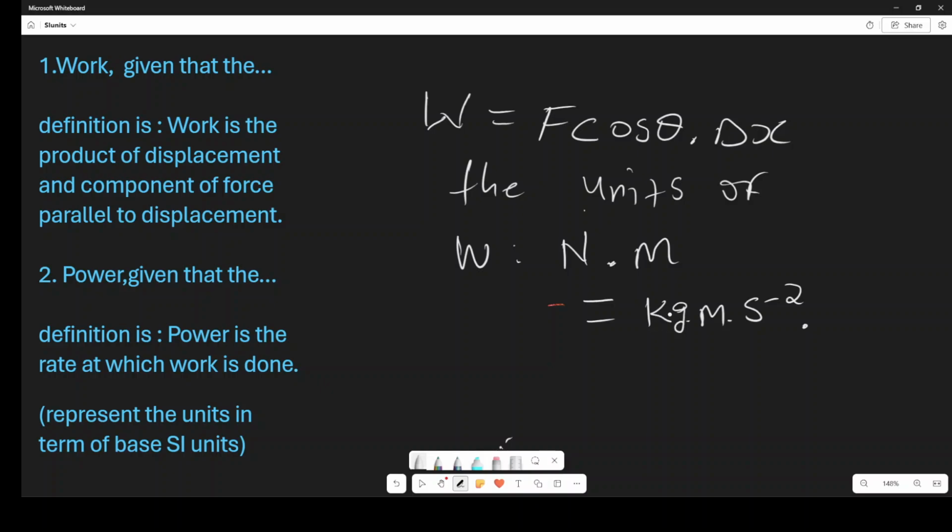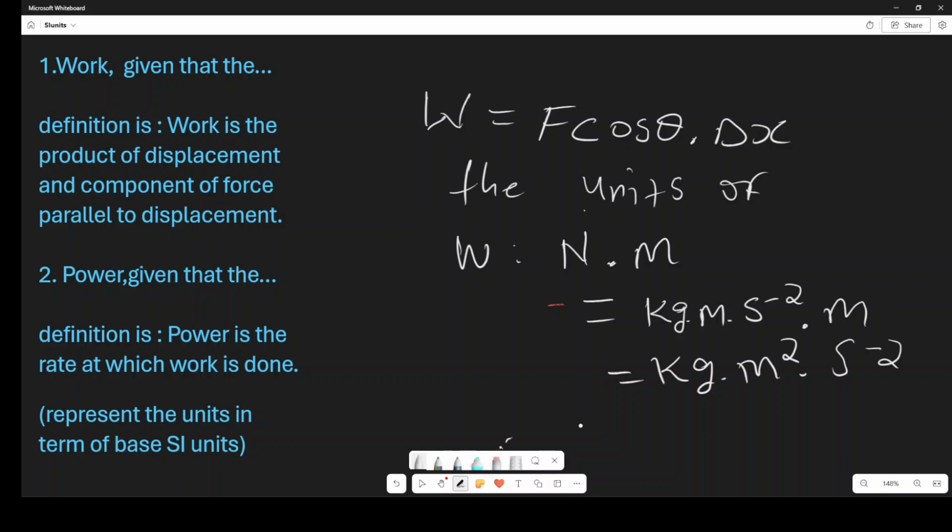That is, F is MA, so newtons is kilograms meters per square second, and then I multiply that by what? By meters. And then what do I get? I get kilograms square meters per square second. So that will be the units of work in terms of base units.